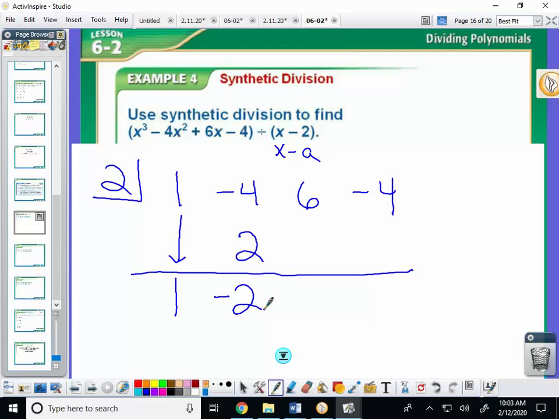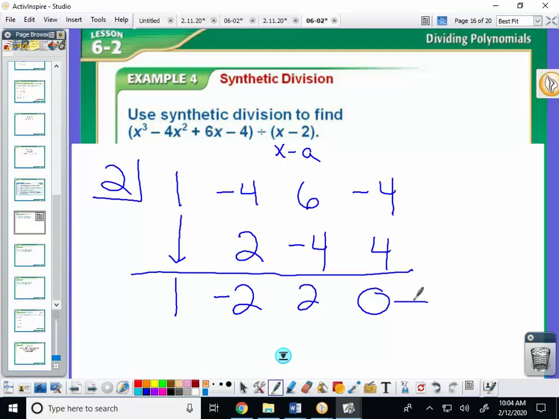And I'm going to repeat this process. I'm going to multiply, add all the way through. So -2 times 2 is -4. So I'm going to put -4 below the next digit. And then I'm going to add. What's 6 plus -4? 6 minus 4? 2. Multiply then add. I'm ready to multiply. 2 times 2 is 4. After multiply, we add. -4 plus 4 is 0.